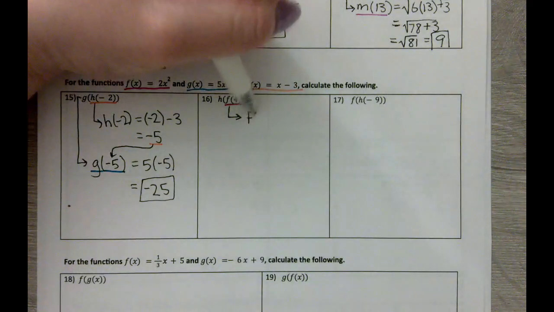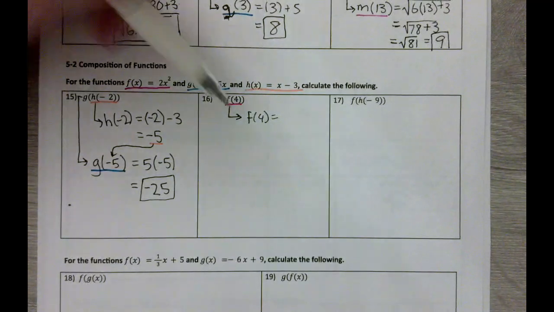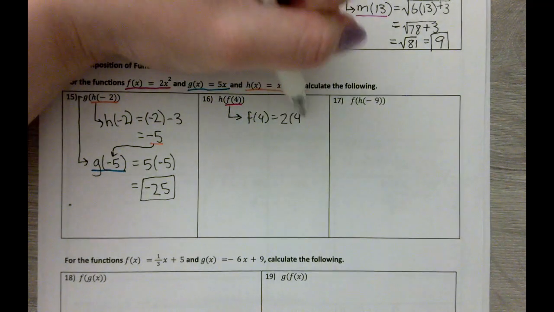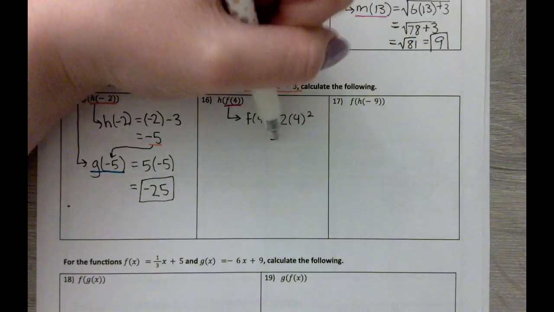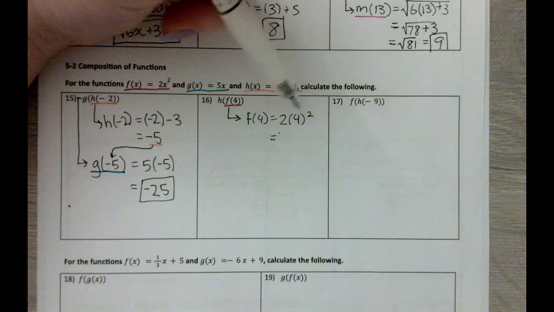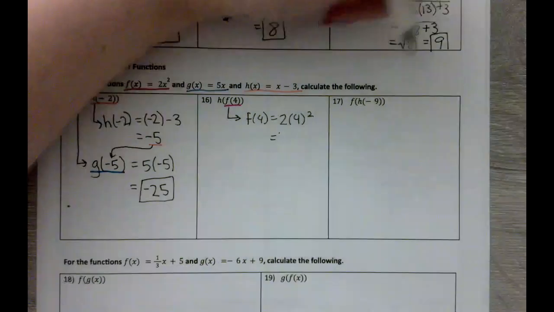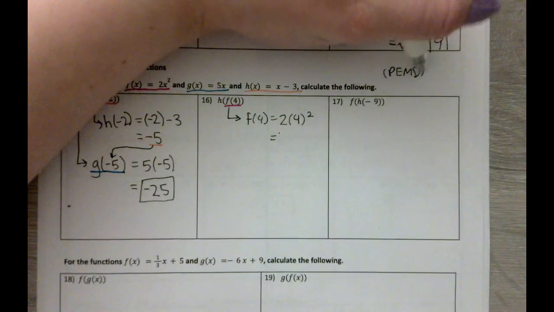F of 4 equals, my function is 2x squared. I'll replace the x here with a 4. 2 times 4 squared. And then remember your order of operations. I can see some students making some mistakes here. We remember the order of operations is PEMDAS. Please excuse my dear Aunt Sally.